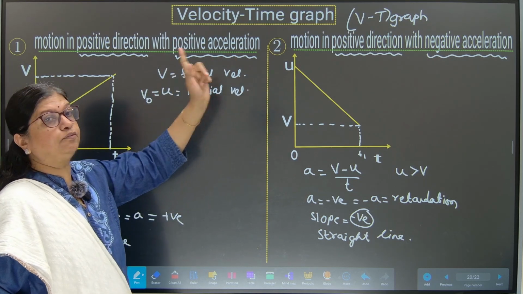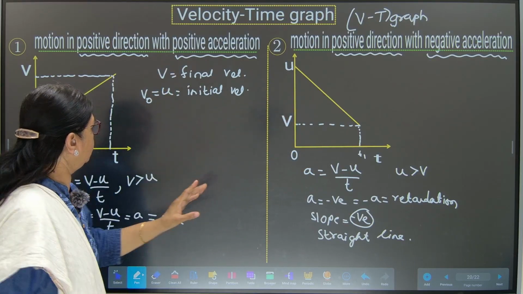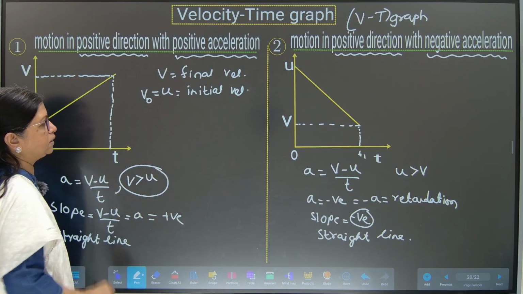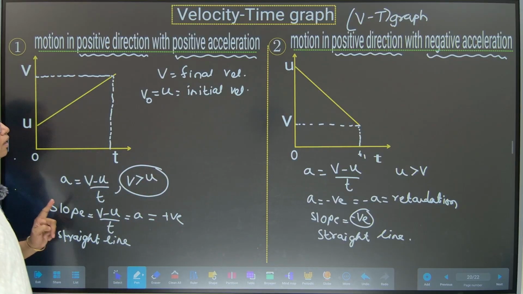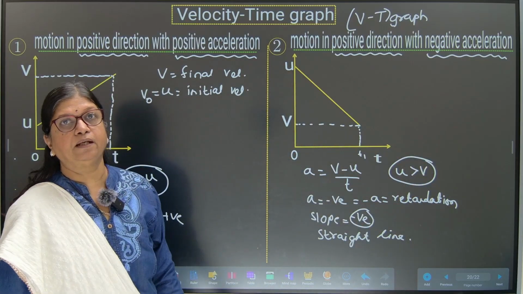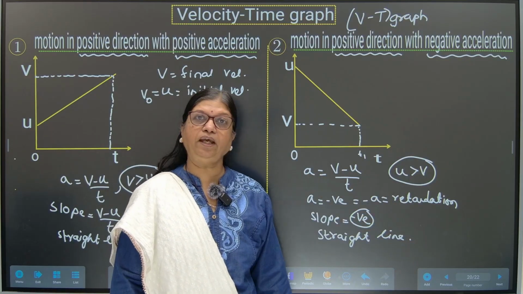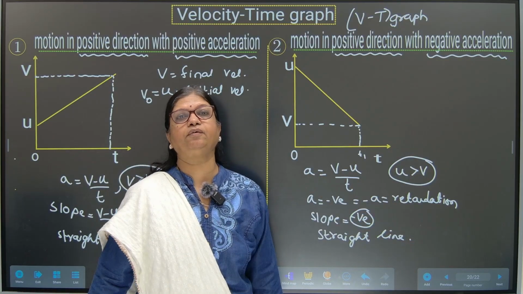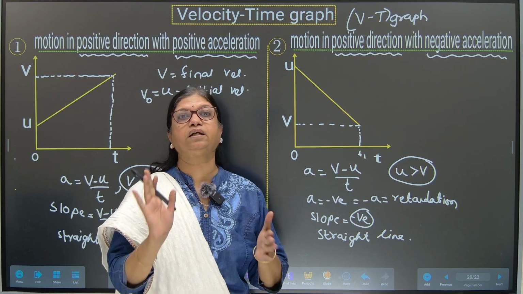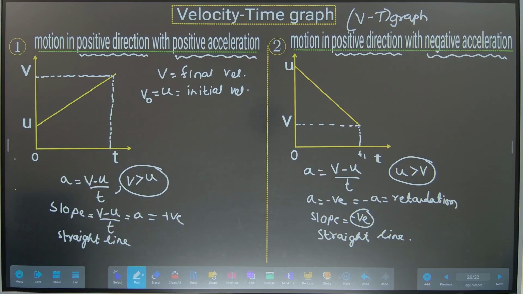Direction is positive for both. Body is moving in forward direction for both. But here final velocity is greater than initial velocity. Here initial velocity is greater than final velocity. This is acceleration. This is retardation. Fine. Okay. So understand the concept very clearly with the graph and the conditions given to you. I just move, you just take a pic of what we have done just now. Then we will be moving to the next page.